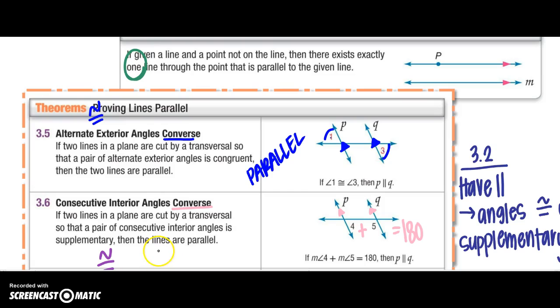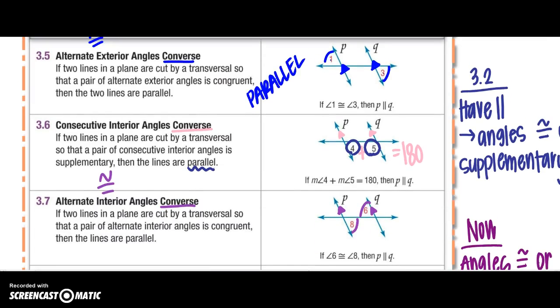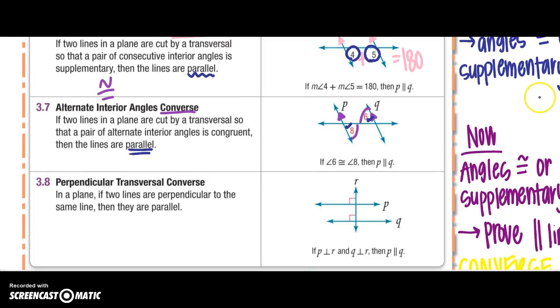Consecutive interior angles, if I can prove that two consecutive interior angles are supplementary, then I know the lines are parallel. Alternate interior angles, proving two interior angles are congruent, then I can prove the lines are parallel. Remember, all of these are using the converse. Converse proves lines parallel. And the perpendicular transversal converse just says if two lines are perpendicular to the same transversal, then those lines are also parallel.